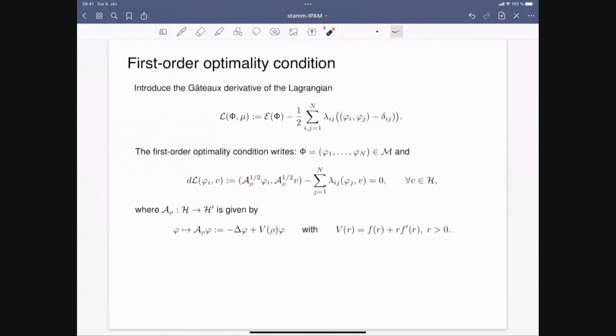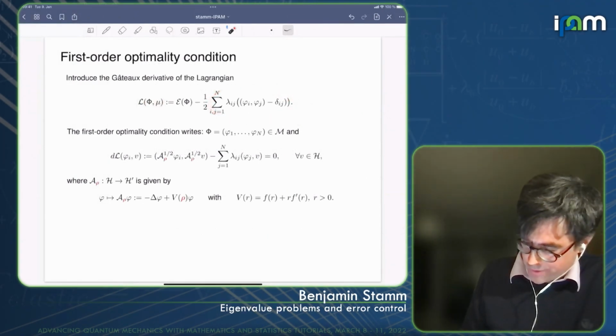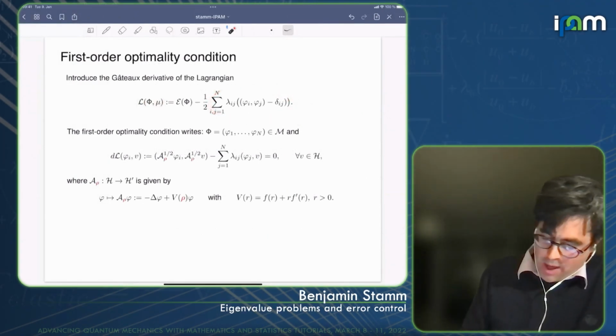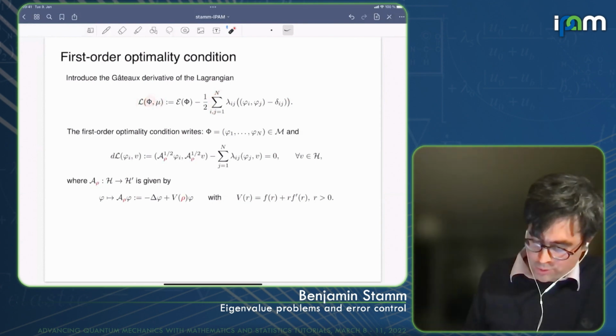Good. Then what does stationarity mean? Stationarity means that if you take the derivative of the Lagrangian into directions, this derivative needs to be 0. And if we take the derivative of the Lagrangian with respect to the Lagrange multiplier, we recover the constraints. So this is granted by construction. The other interesting derivative is the derivative with respect to the orbitals.